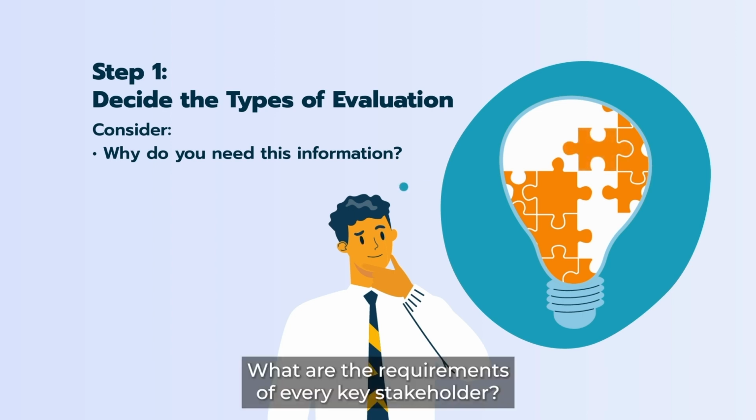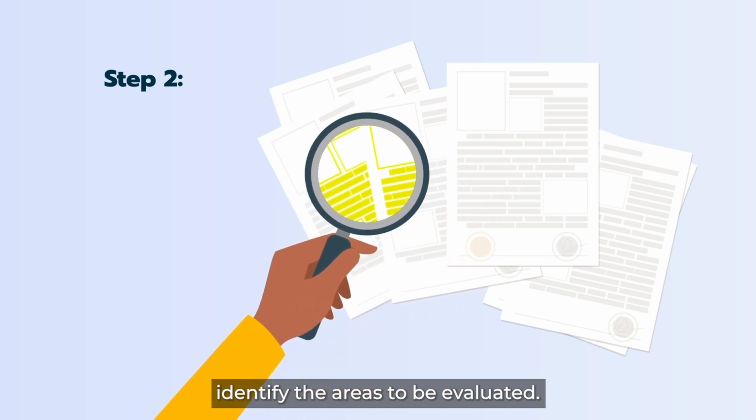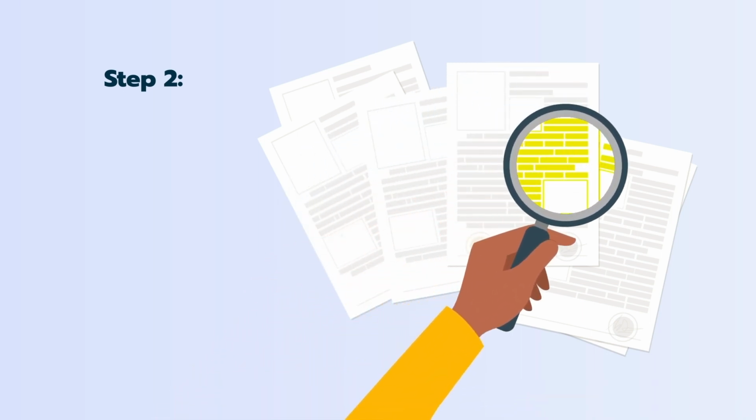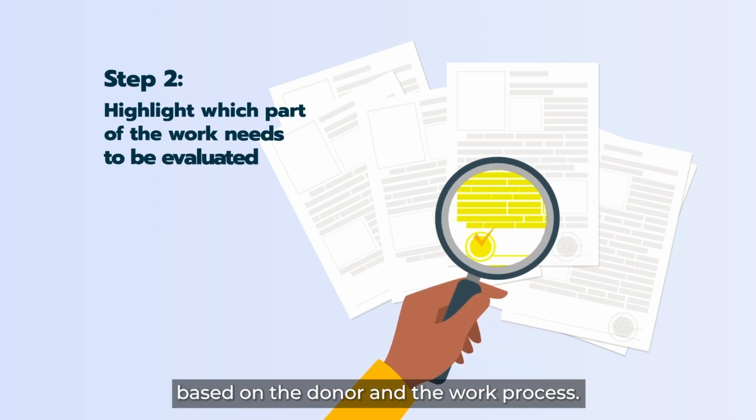What are the requirements of every key stakeholder? What is the purpose of the work? And are external evaluators needed? Step 2. Identify the areas to be evaluated. Highlight which part of the work needs to be evaluated based on the donor and the work process.